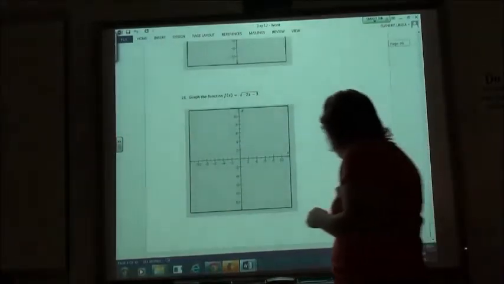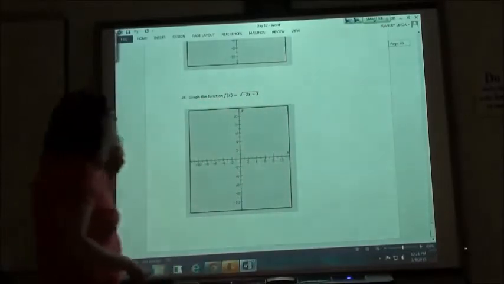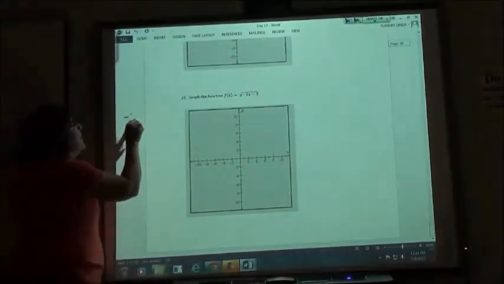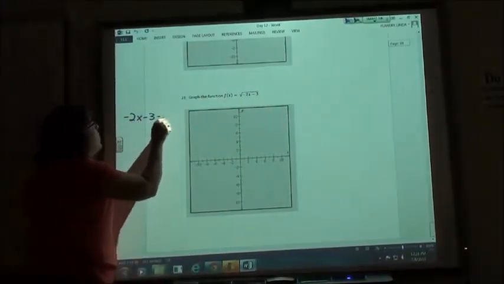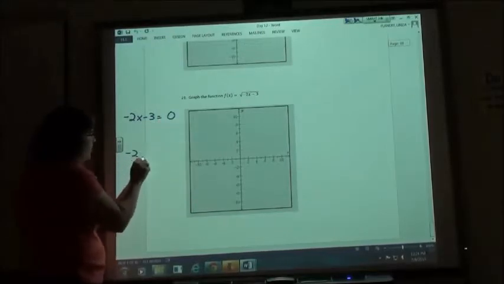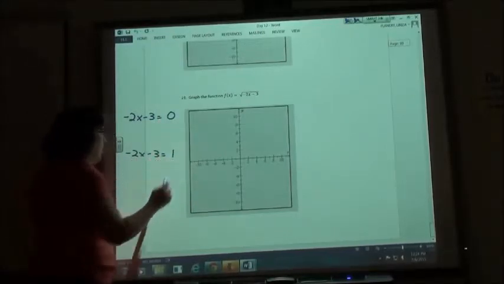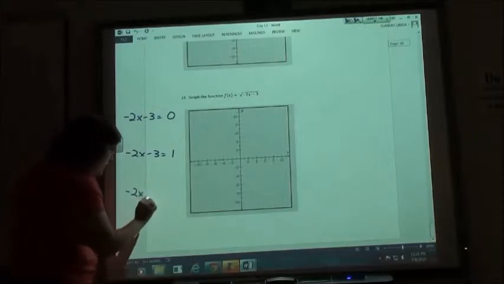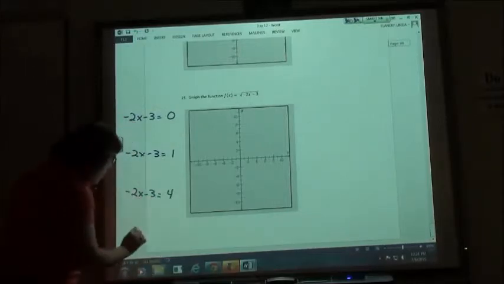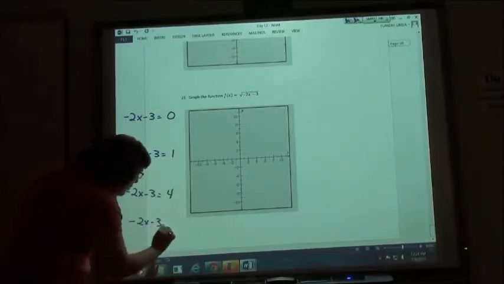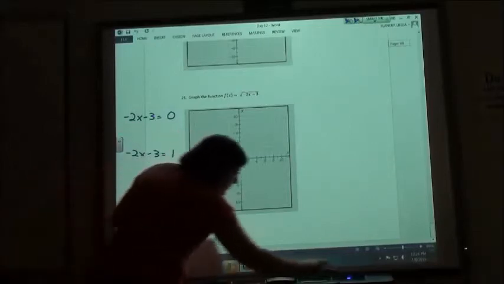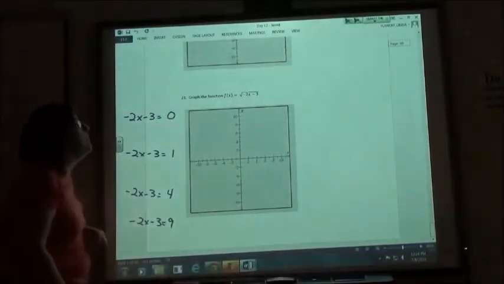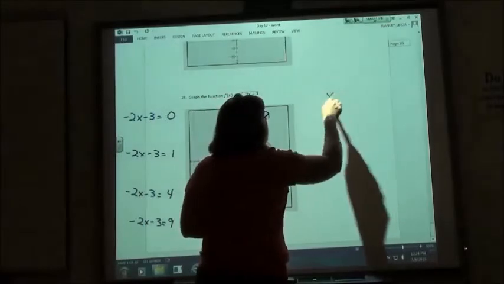And 21, the whole entire thing is underneath the square root. So -2x minus 3 we want to equal 0. -2x minus 3 we want to equal 1. -2x minus 3 we want to equal 4. And -2x minus 3 we want to equal 9. And then we're going to solve those so we can find the x values in our table.